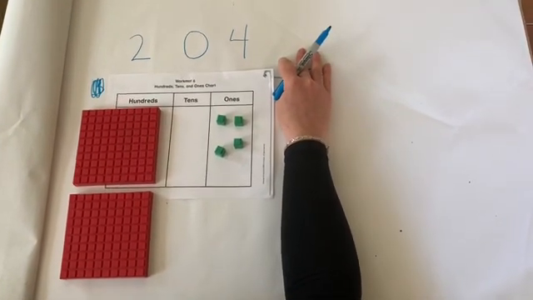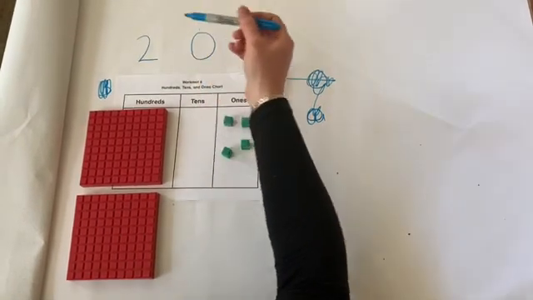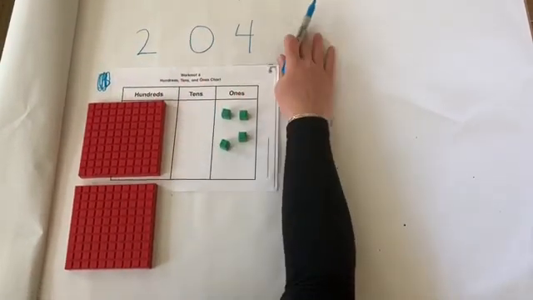Did you say it like that? I hope you didn't use that little word. We want to try not to say two hundred and four. We're just saying place value. 204.